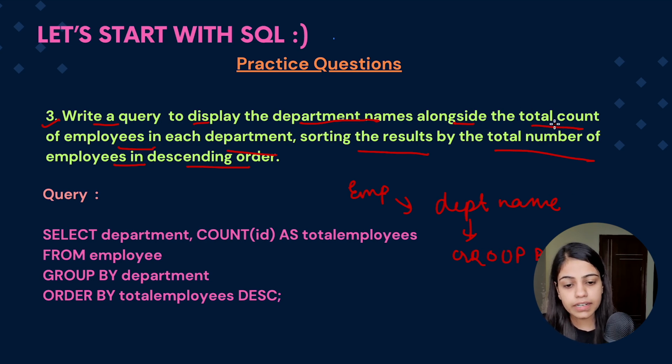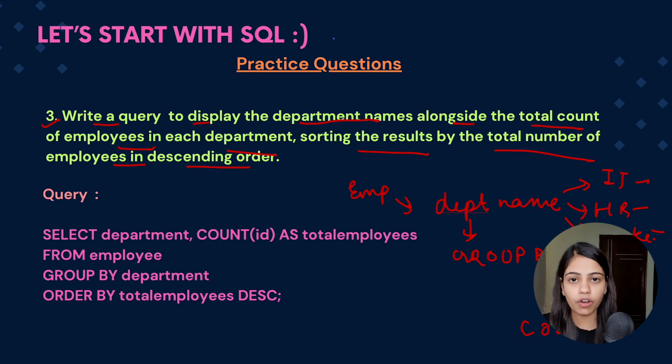Now alongside that we have to display the total number of employees in each department. So if there are 3 departments, IT, HR and marketing, we have to tell how many employees are there in each department. For that we can use the count aggregate function to get the count of all the employees present in each department, and then we have to sort the result of total number of employees in descending order.